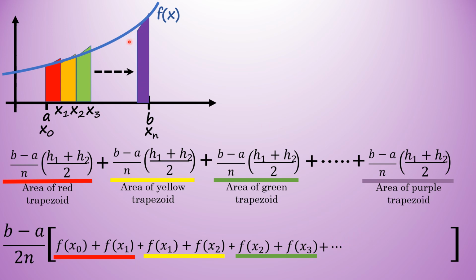Regardless of the number of trapezoids, we'll end here with what I have as a purple trapezoid, and it ends at x sub n. So let's describe the next to the last one as x sub n minus 1. So that's what the last trapezoid will look like. This is x sub n minus 1, and this is the end, x sub n.